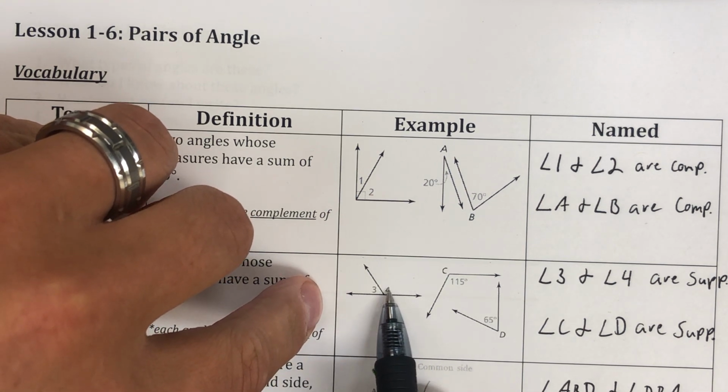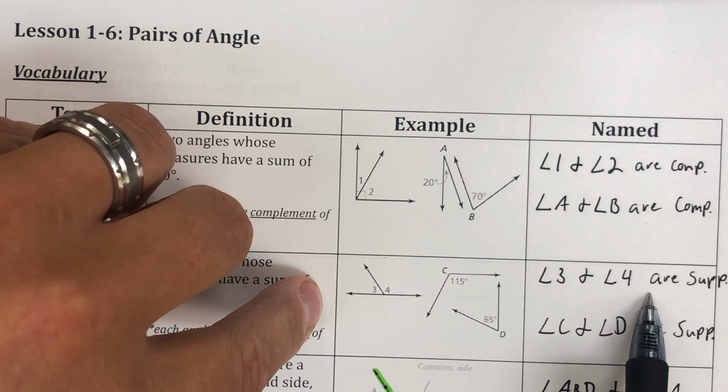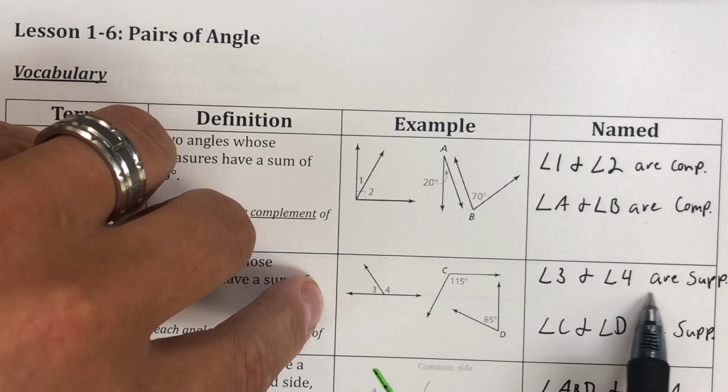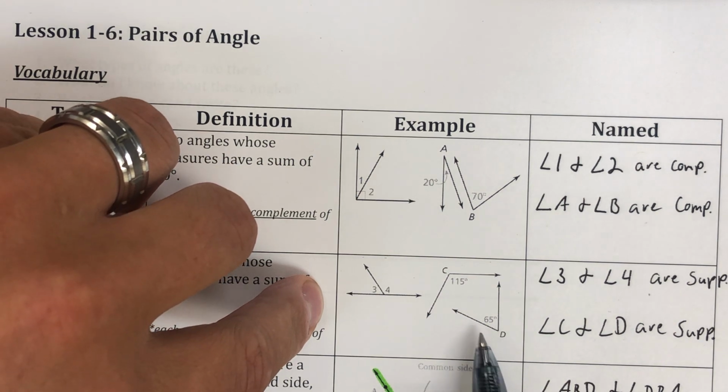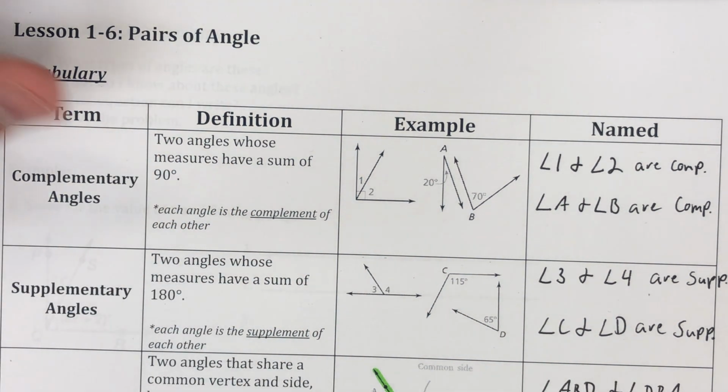So angle 3 and angle 4 are supplementary. They are supplements of each other. They add up to 180 degrees. And C and D, 115 plus 65 is 180, so C and D are also supplementary.